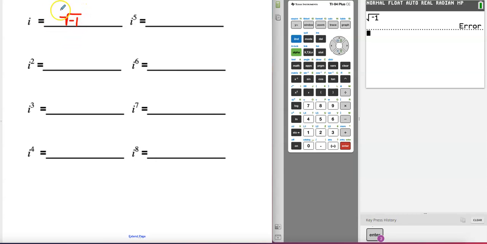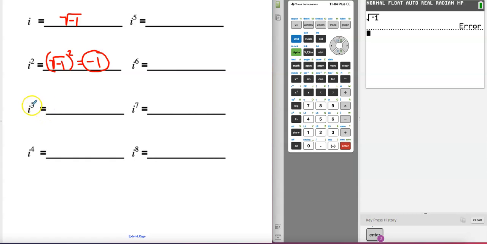Well, what happens if I square i? That means raise i to the second power. So if you raise i to the second power, you're basically taking i, which is the square root of -1, and raising it to the second power, which takes the radical off of that and just produces a -1. So i squared is equivalent to just -1.